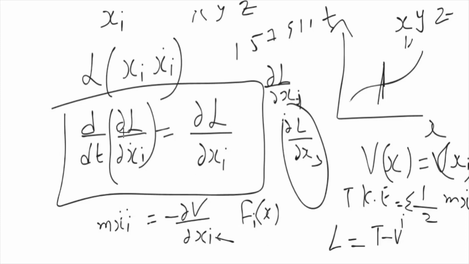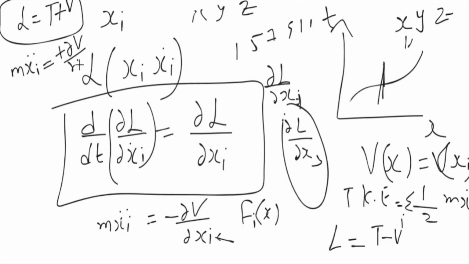But if you put L is equal to T plus V, अभी हमने कहा कि हमने L is equal to T minus V लिया, अगर आप L is equal to T plus V लो तब क्या होगा, देखो if you put L is equal to T plus V and then solve it, then you will get m xi double dot is equal to plus partial derivative of V with respect to x, and it is not equal to force, because force is equal to minus del V upon del x.